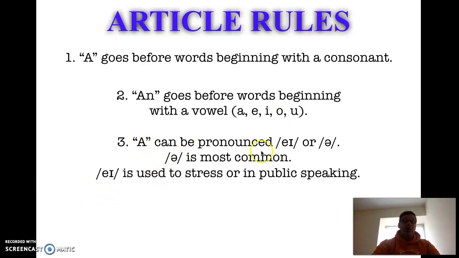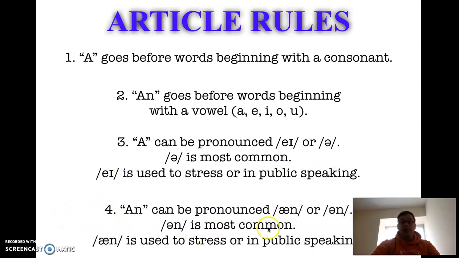The article a can be pronounced uh or ay. In general speaking, uh is the most common, right? What you hear from your neighbors or friends who are native English speakers is probably uh. However, if we want to stress something, really draw your attention to it, or we are doing public speaking, such as giving a speech or a presentation, we will often use ay. Ay makes us speak clearer when we say that. It's harder to say, right? So it slows us down, which is important in public speaking.